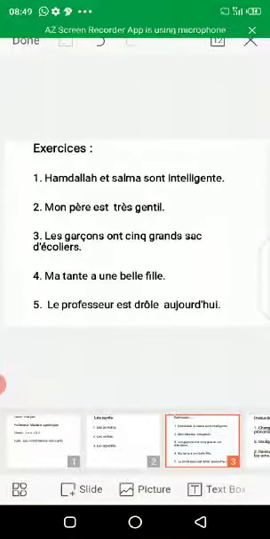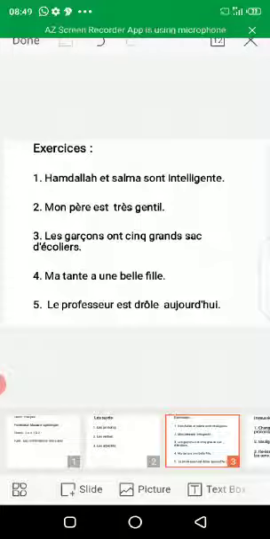Now, here are some exercises. We are going to analyze these 5 sentences. Numéro 1. Hamdallah et Salma sont intelligentes. Hamdallah et Salma sont intelligentes. Look at my intelligence. Intelligente. It is in feminine form because it has E.